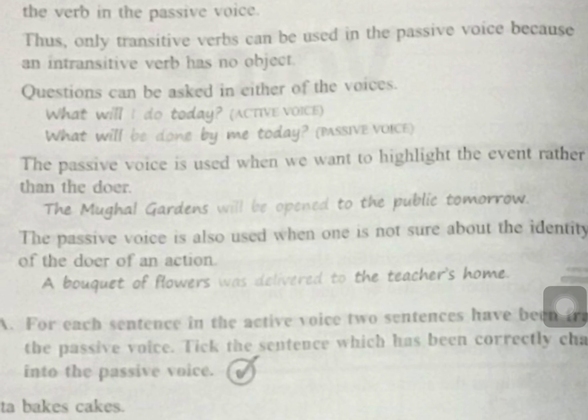The passive voice is used when we want to highlight the event rather than the doer. I have already told this point in the previous slide. When the subject is highlighted, we tell it in active voice; when the action done is highlighted, then we use passive voice. See here: "The Mughal gardens will be open to the public tomorrow." We are not highlighting who is going to open. Just we are giving the information that the Mughal gardens will be open.